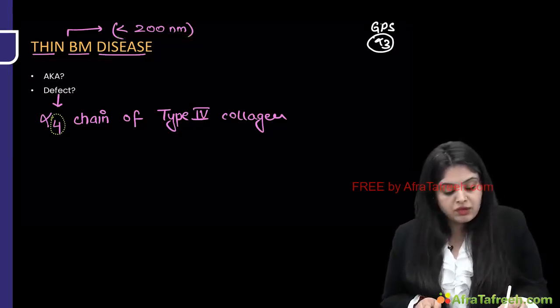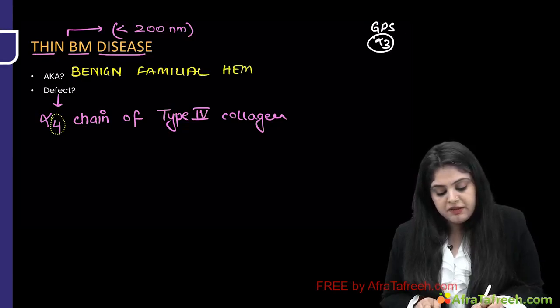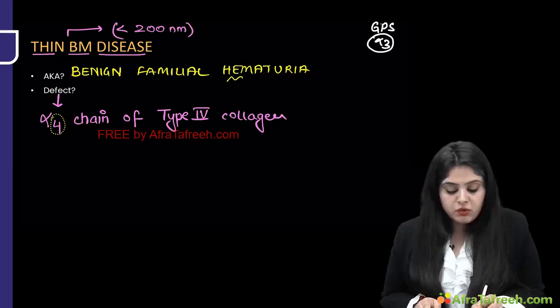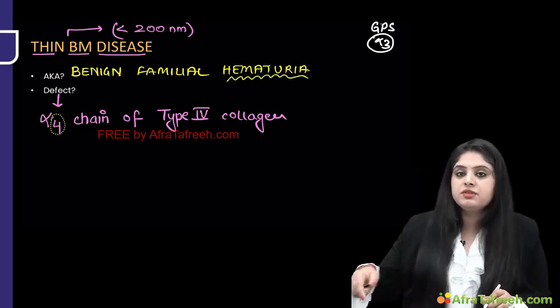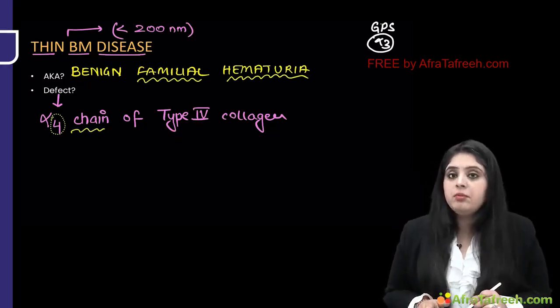You know what this is also known as? BFH. Benign familial hematuria. This is also referred to as benign familial hematuria, which basically means the patient is going to have blood in the urine. That is why I'm studying it under nephritic syndromes. This is going to be running in families because I can see there is a genetic problem happening.